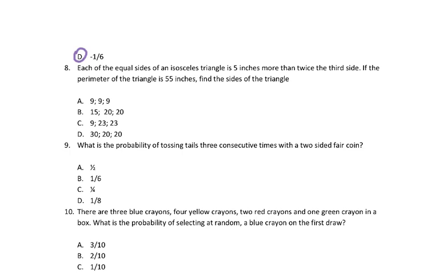Each of the equal sides of an isosceles triangle is 5 inches more than twice the third side. If the perimeter of the triangle is 55, find the size of the triangle. So we need to draw an isosceles triangle. These two are equal, I can label them as x. Here's y. And this says x is 5 more than, that means plus, twice the third side, that means 2y.